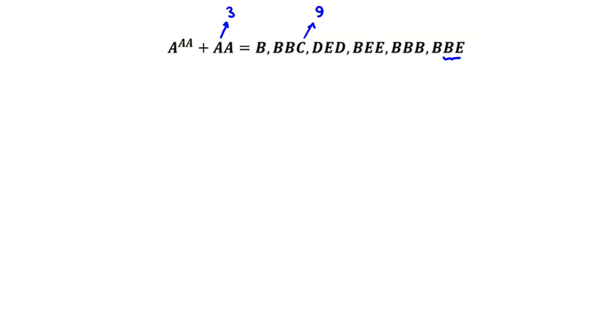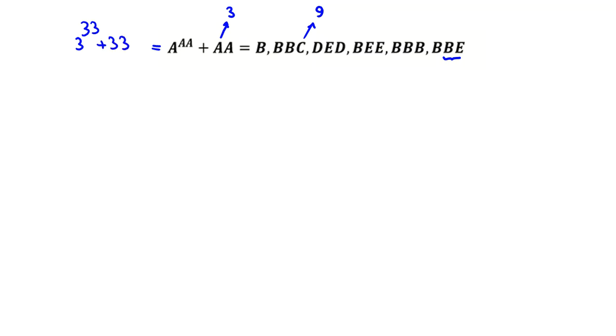Okay, we can use a good mod. For E, we can use mod 10, for example. For B, we can use the last two digits, for example mod 100. If we use mod 100, the left side is 3 to the power of 33 plus 33.